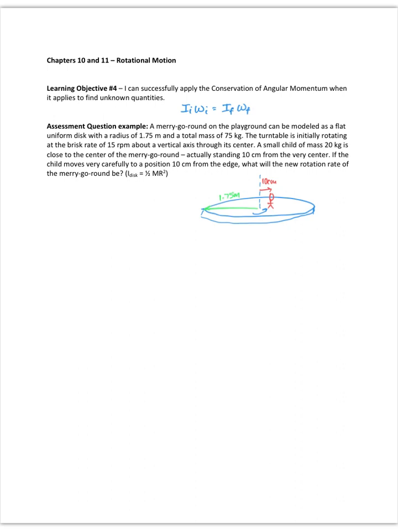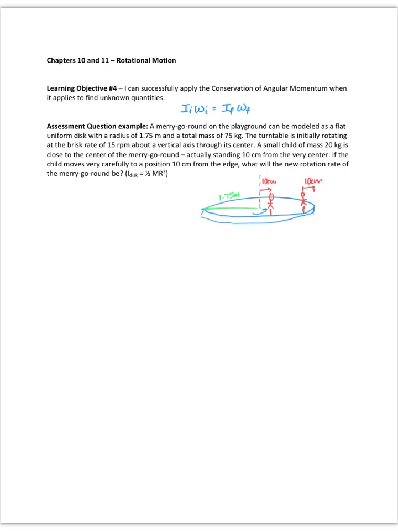And we have a small child close to the center of the merry-go-round. The child has a mass of 20 kilograms, and he's only 10 centimeters from the center. If the child moves very carefully to a new position, so this is where he is initially. In the final situation, he's going to move to here, where the distance from the edge is 10 centimeters, and we want to find the new rotation rate.